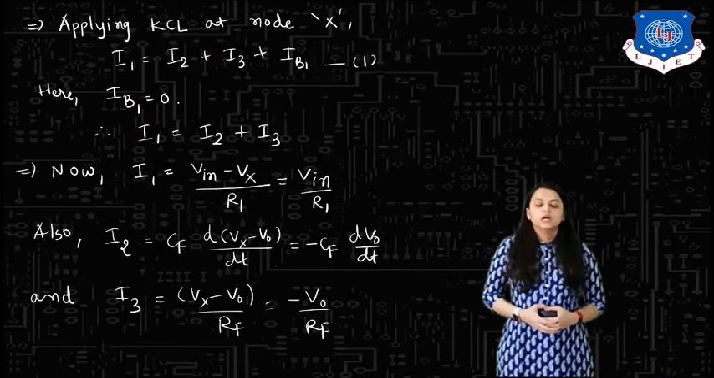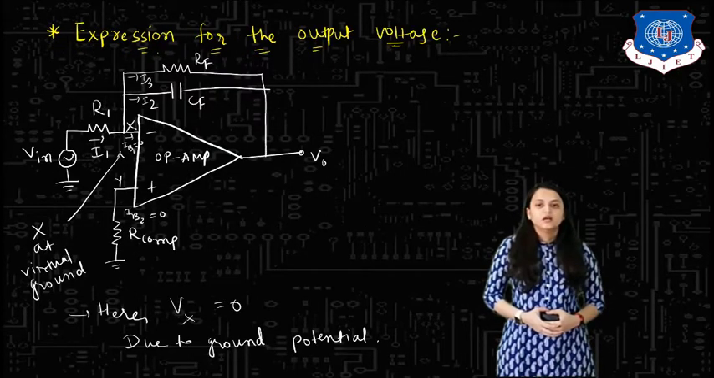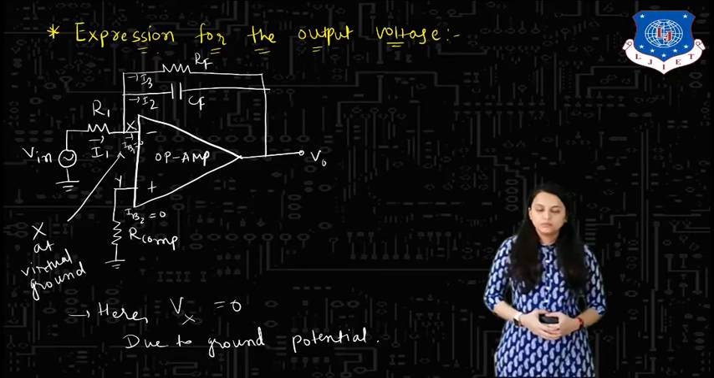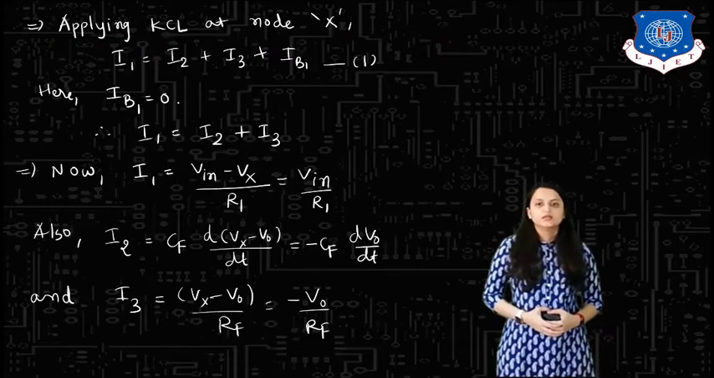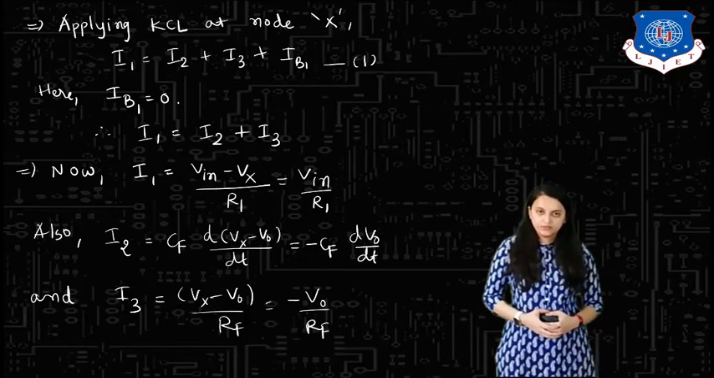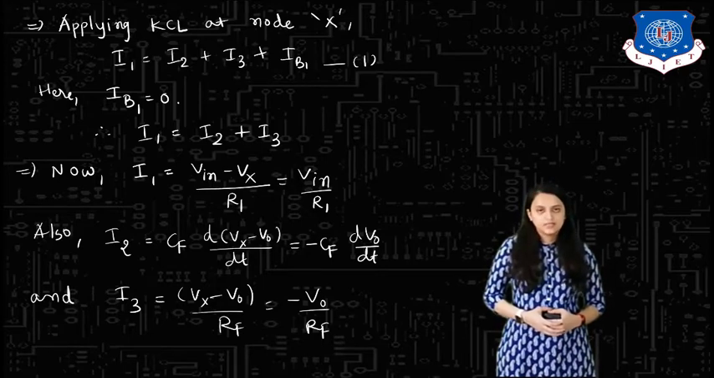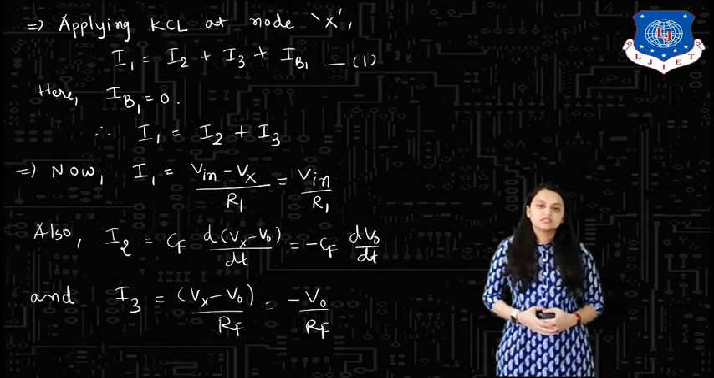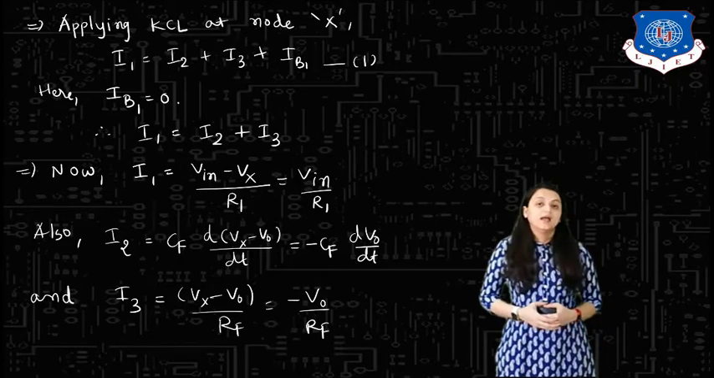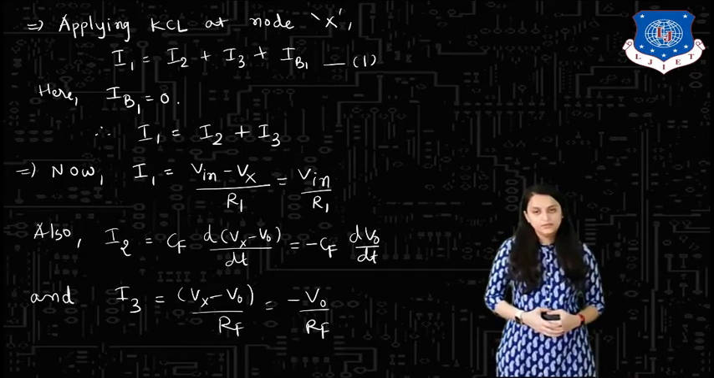So applying KCL at node X, where we have seen that there are three currents, I1, I2, I3 and IB1. So we can say that I1 equals I2 plus I3 plus IB1. Here IB1 is 0. So we can say that I1 equals I2 plus I3. Now I1 equals (Vin minus Vx) by R1. As Vx is 0, we will have Vin by R1, that is I1.